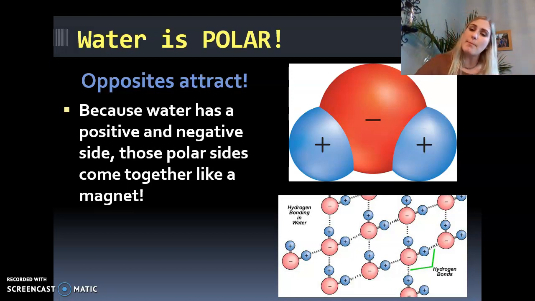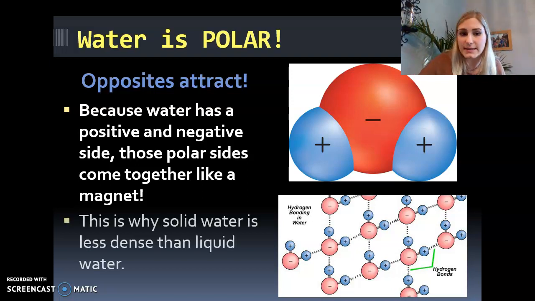And because water has that positive and negative, they end up kind of clicking together in this beautiful fashion that you can see down at the bottom. You've got the oxygens that are closer to the hydrogens, and the hydrogens are a little bit closer to the oxygens. Opposites attract in this case.